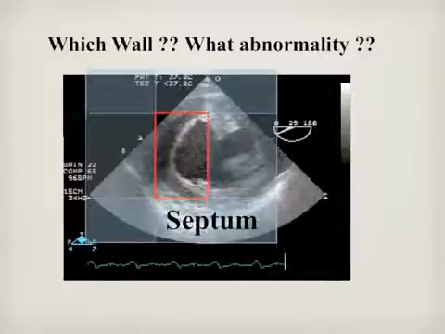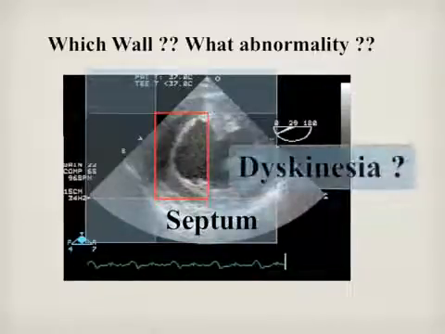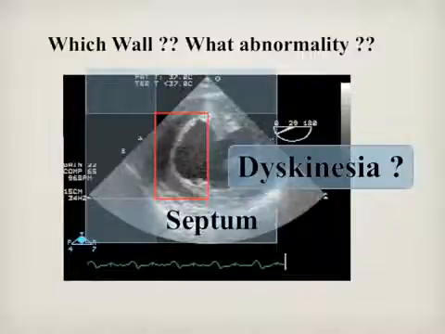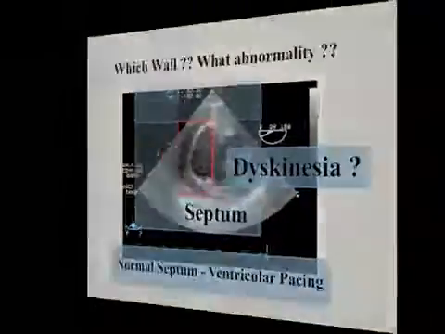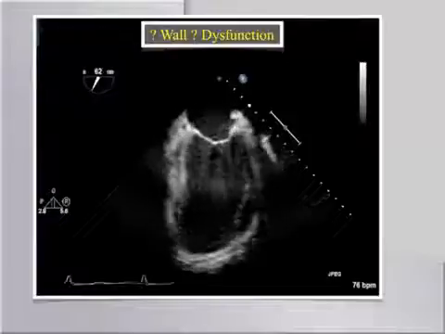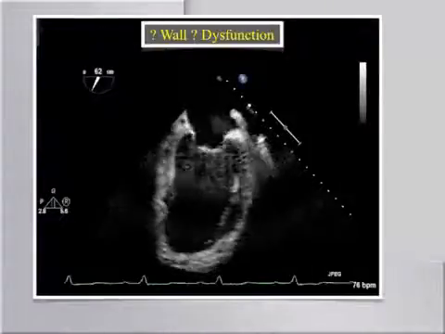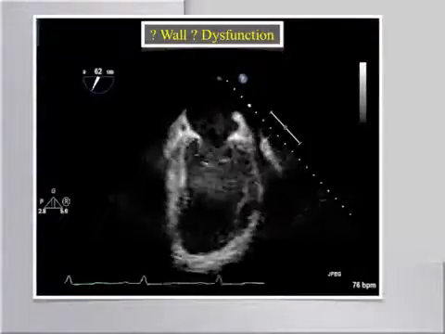The septum appears to be dyskinetic, but looking at the ECG, we can see the patient is ventricularly paced, which can explain this paradoxical septal motion. Please identify the view and wall motion abnormality in this post-bypass patient.